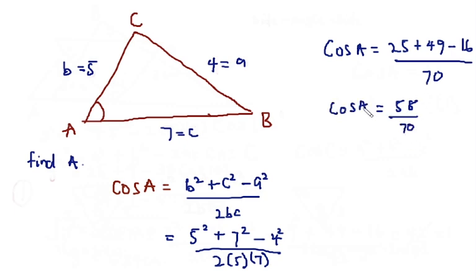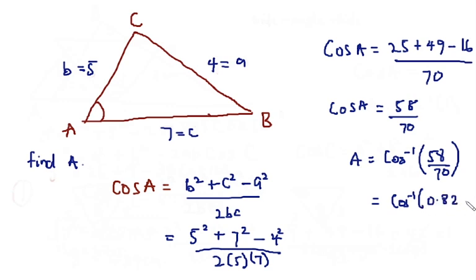So I have cos A, and I'm going to take the cosine inverse of this. Note that 58 over 70 is equal to 0.8286, so I'm taking the cosine inverse of this. The cosine inverse of that gives A equal to 34.05 degrees. So that's the answer, and that's how to solve problems relating to the cosine rule.